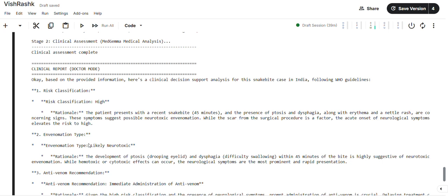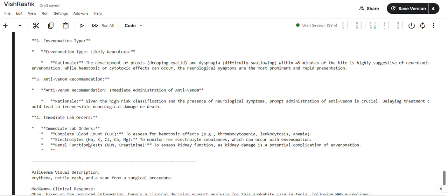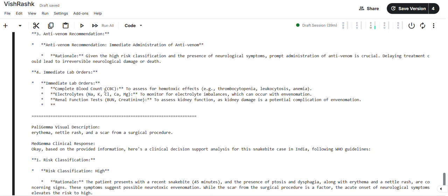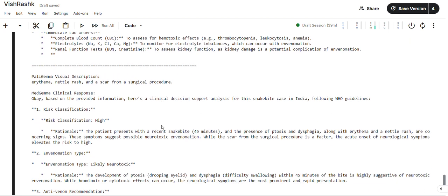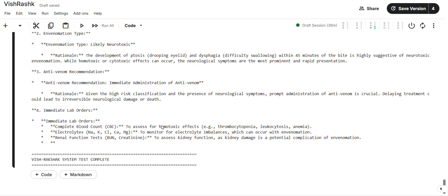It is classifying the risk. There is information type and recommendation rationale. It is suggesting the lab tests we can do, using totally medical terms like hemotoxic effects and what blood cells they can monitor. It is also giving the lab orders.